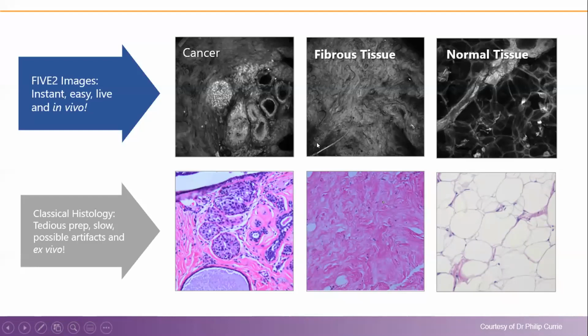So it's a clinical as well as preclinical tool. In a clinical setting, it is used for identifying tumors during surgeries. Here you can see the images with cancer tissue.